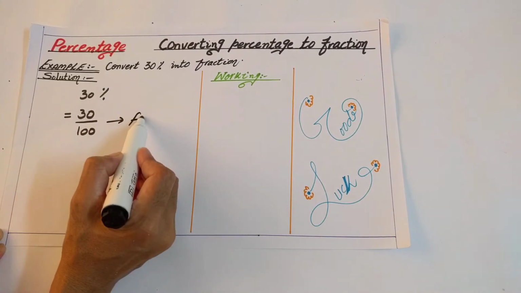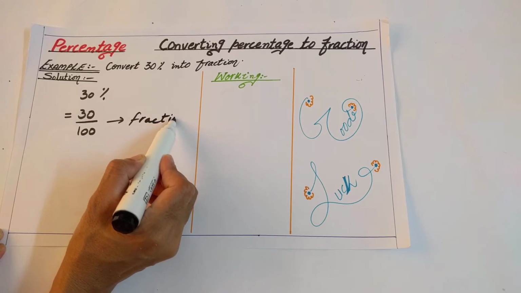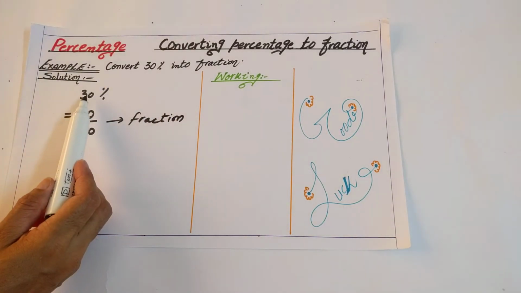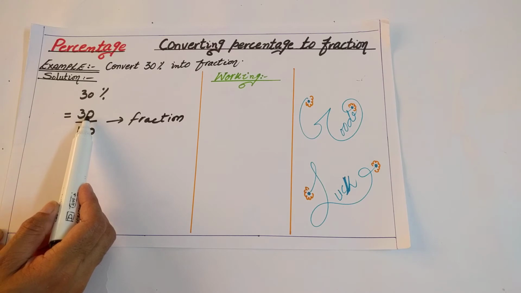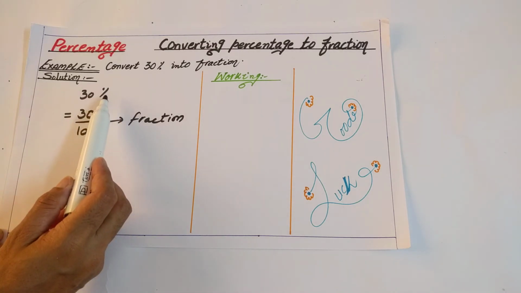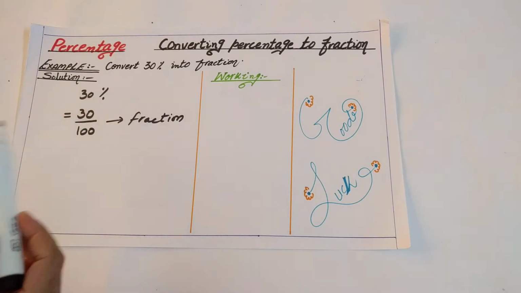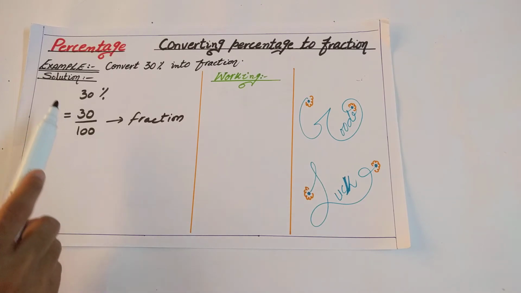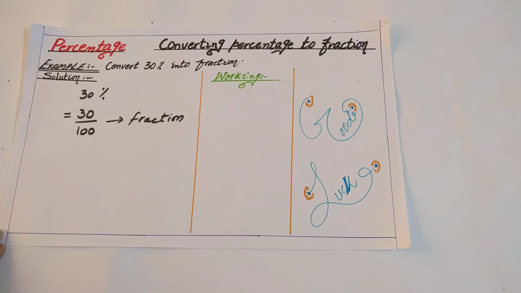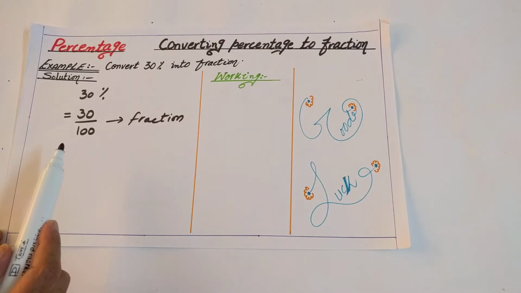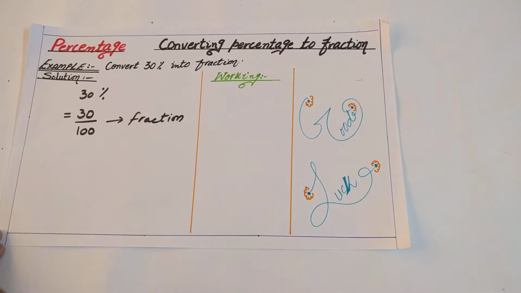Now this is our fraction. Very easy. This number will be the numerator of the fraction, and this sign will be converted into 100 as the denominator, because percent means 100. Check, is there any common factor of 30 and 100? If there are different common factors of 30 and 100, then you will choose the highest common factor, because if you choose a smaller factor, then you have to divide again and again. So you have to choose the highest common factor.